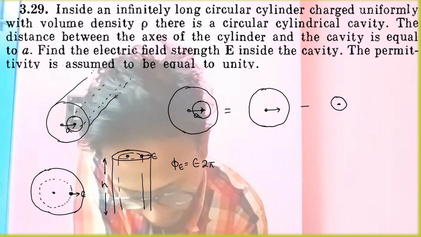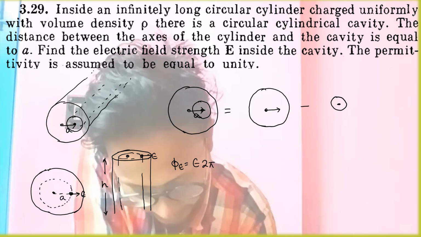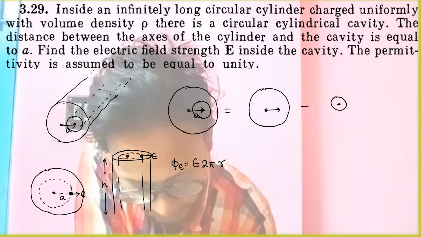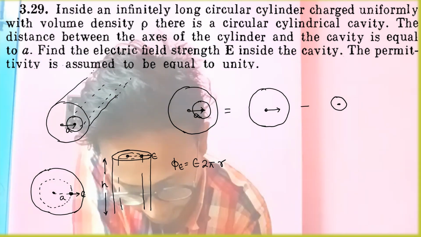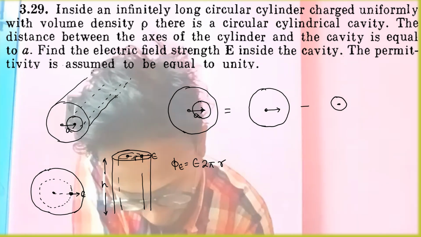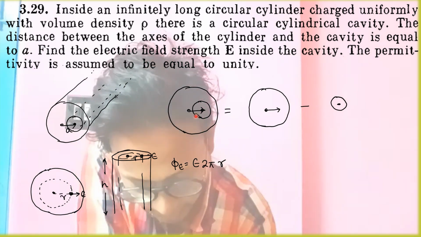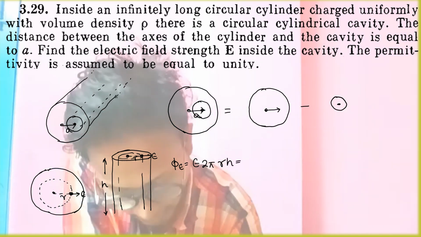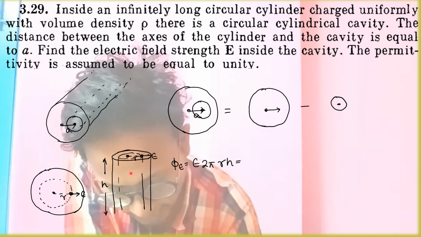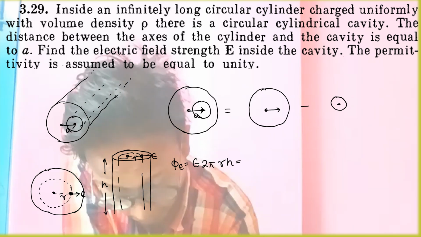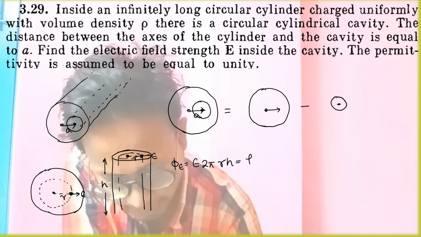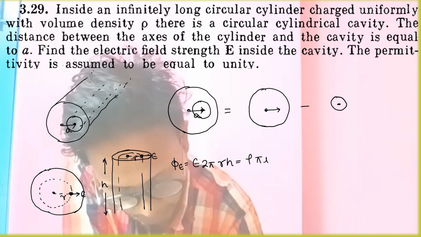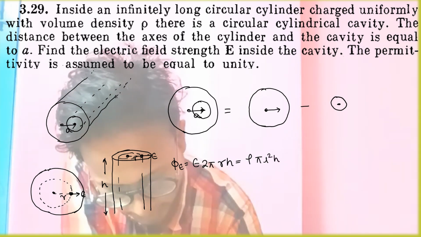So let this distance be a. Okay, 2 pi a or 2 pi r. Since I'm deriving a generic formula for a cylinder, let this be r. Instead of a, I'm writing r. I'll just substitute a later on. So 2 pi r into h is equal to q inside. What is q inside this? Or what is the charge inside this Gaussian sphere, or not sphere, Gaussian cylinder?